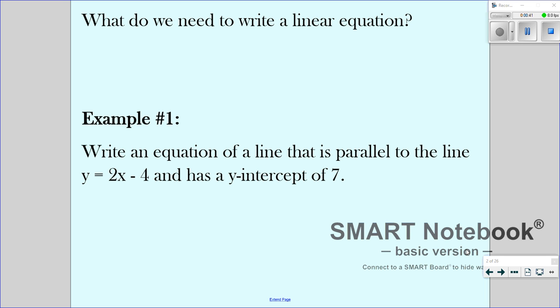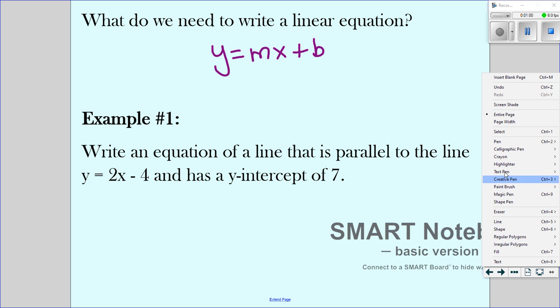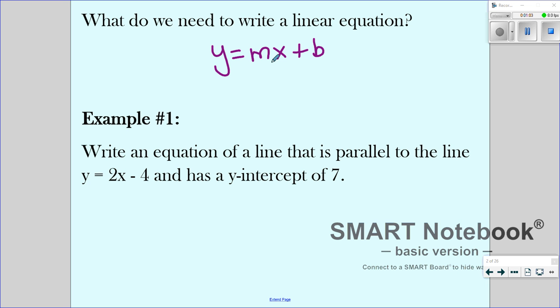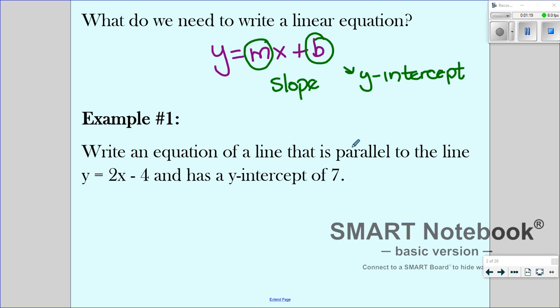So it says, what do we need to write a linear equation? We learned about the equation of a line, which is y equals mx plus b. What we need in order to write a linear equation are two things: our slope and our y-intercept. So the m is the slope, and then we have the y-intercept. Those are the two things we need in order to write a linear equation.